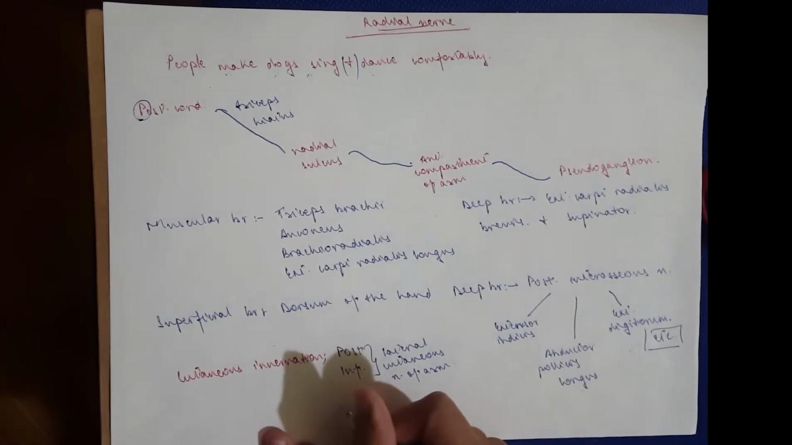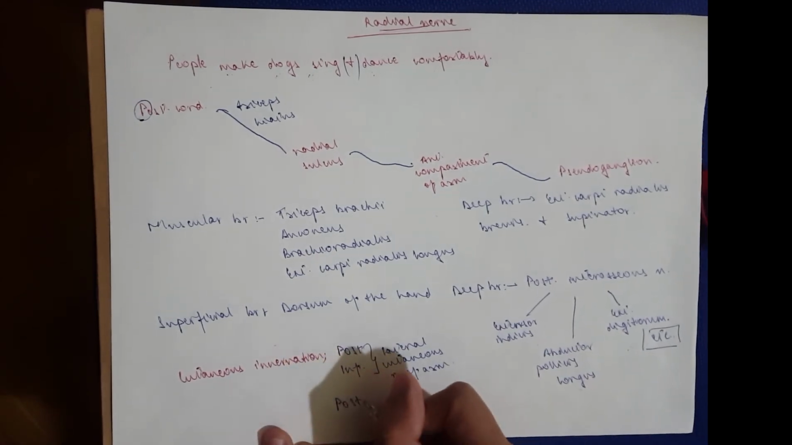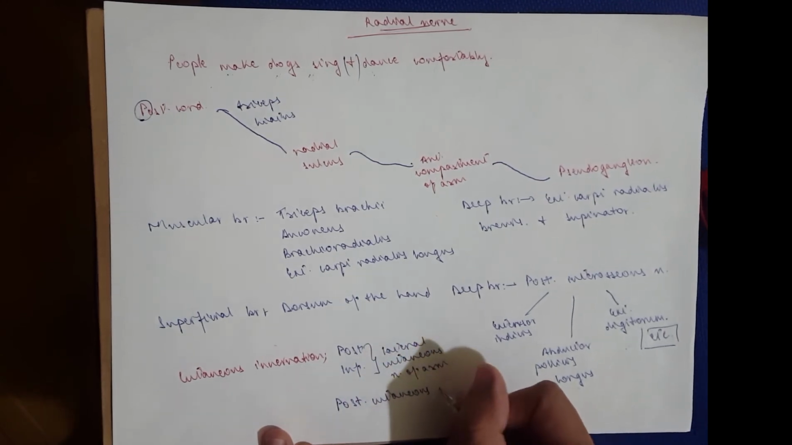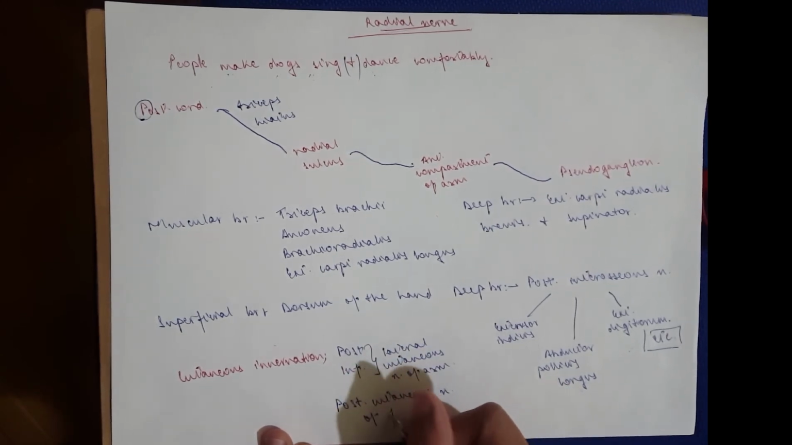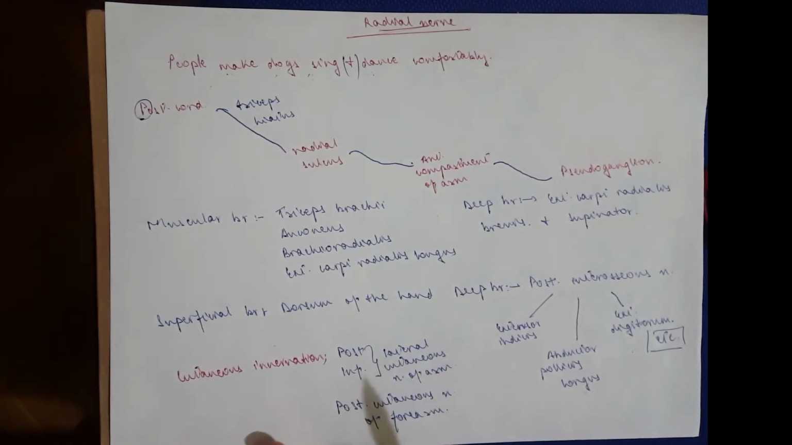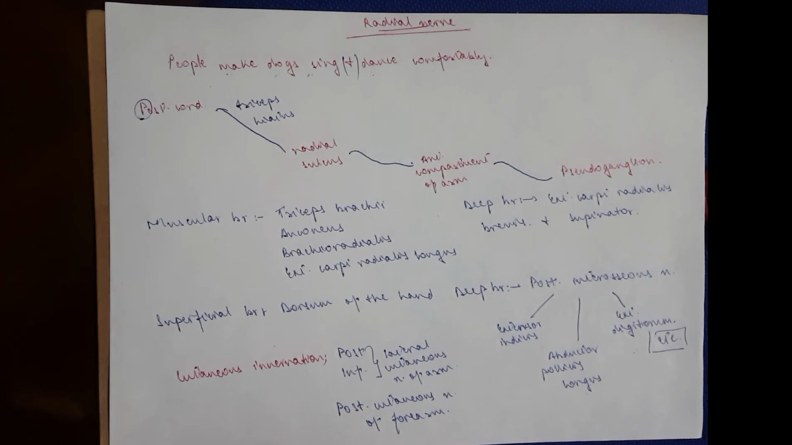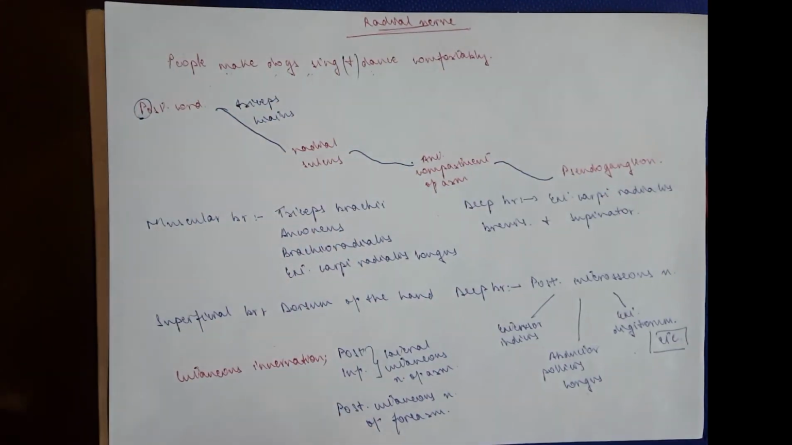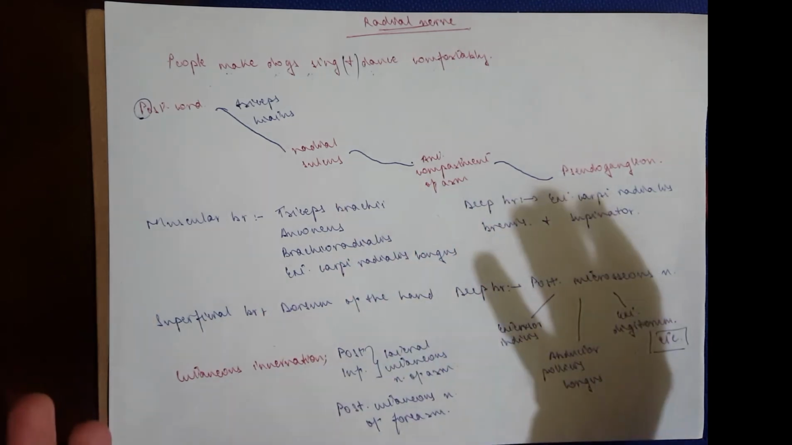Okay, and we've got the posterior cutaneous nerve of the forearm. That would be it for the radial nerve. Just know that it supplies the back part. Then if you know the muscles of the posterior side of the arm, you know what to write, and that would be it.